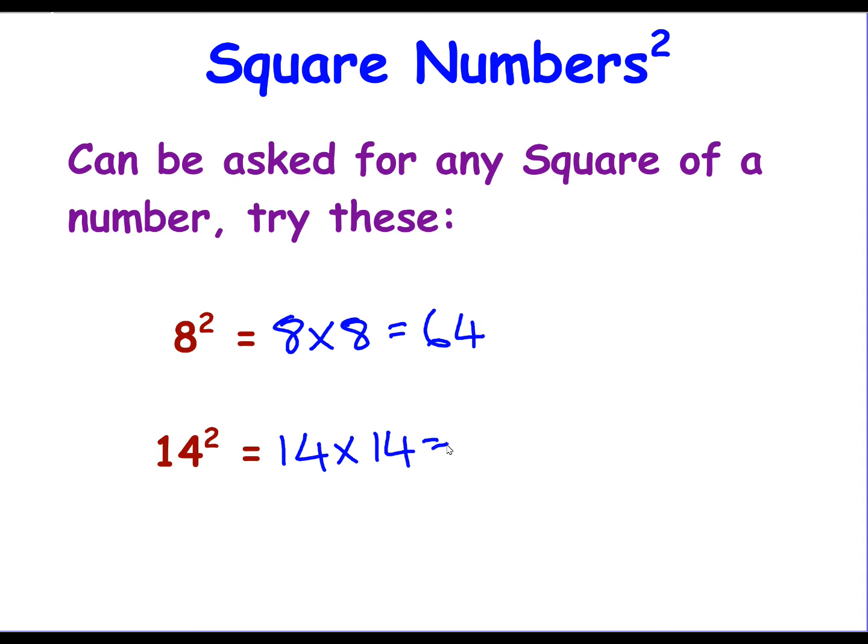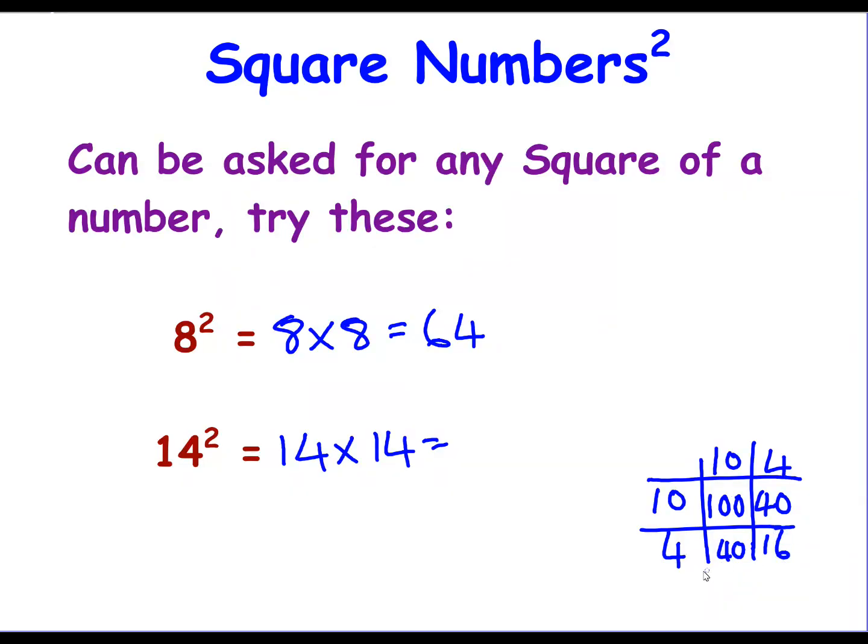Now you can use either method, either the grid method or the column method, to do this calculation. So let's use the most common, which is the grid method. So 14 is made up of 10 and 4, and we're going to multiply it again by 14, which is made up of 10 and 4. So 10 times 10 is 100, 10 times 4 is 40, 4 times 10 is 40, and 4 times 4 is 16.